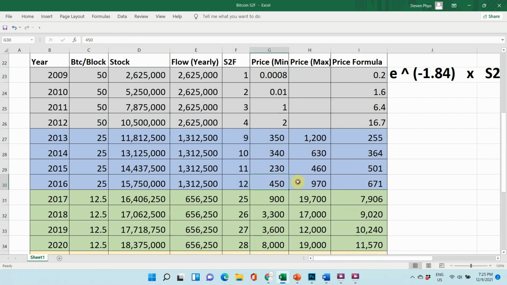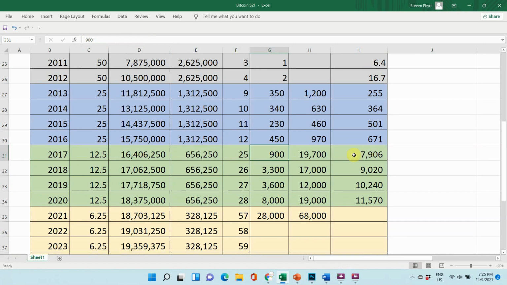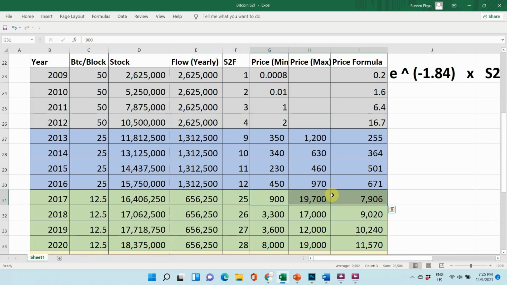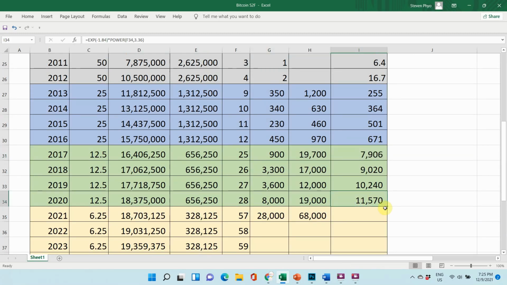In 2017 also the same thing happened. The formula price is 7,906. It is also within the actual price range. The formula price comes from historical statistic data and should happen almost the same in the future as well. Let's see what will happen in 2021. If we replace S2F value 57 in this formula, the predicted price becomes 126k.